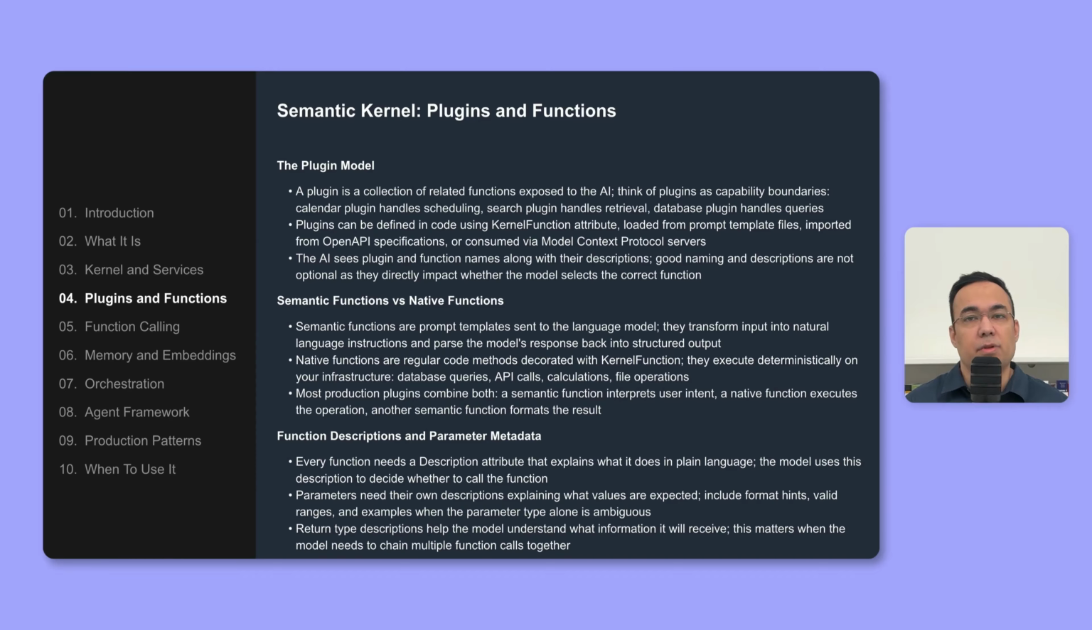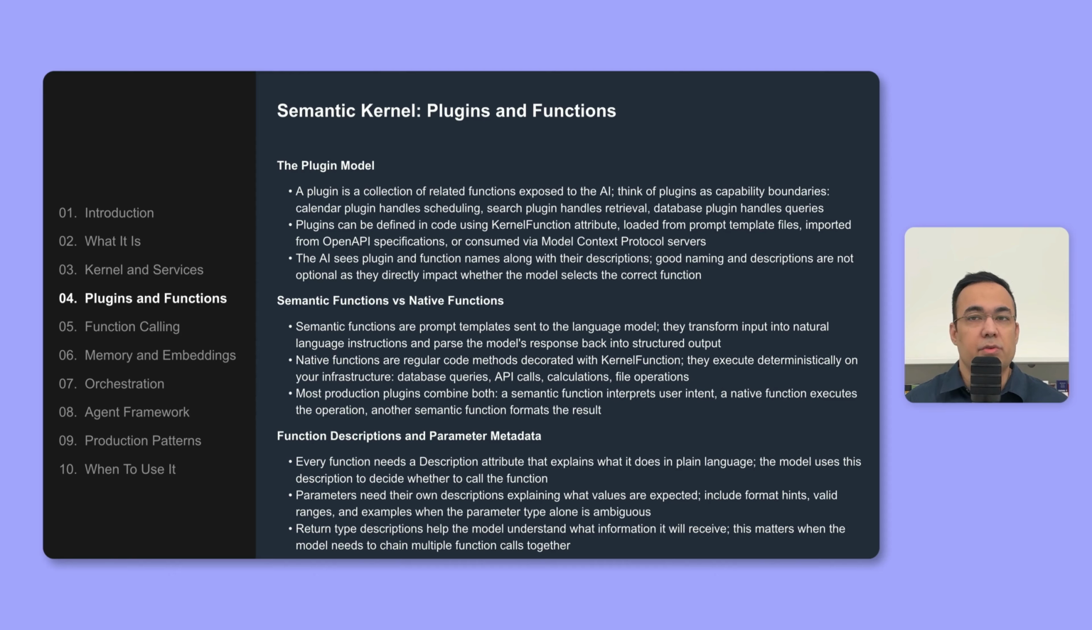Here's what's important to understand. The AI sees plugin and function names along with their descriptions. These descriptions are not optional documentation. They directly impact whether the model selects the correct function for a given task. Vague or missing descriptions can lead to incorrect function selection by the model. I've seen production systems break and have bugs because someone wrote a function description which was not clear and specific about what the function does and when it should be called, which leads to the model not being able to call it.